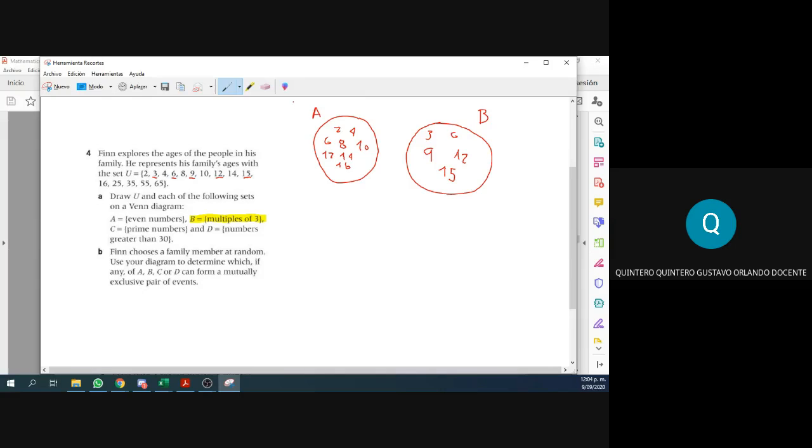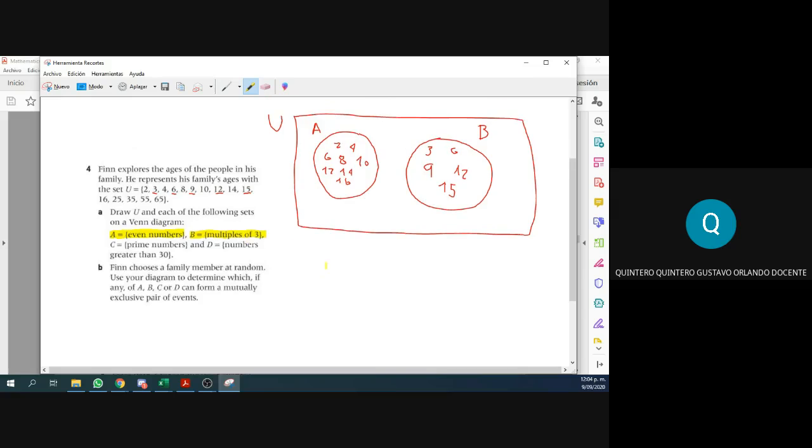Guys, if I have to do this exercise and finish it here, only by doing these 2, A and B, so forget about C, forget about D. If I only had to do A and B, so even numbers and multiples of 3, I'm going to ask you something and I want you to answer, please. Is this correct?